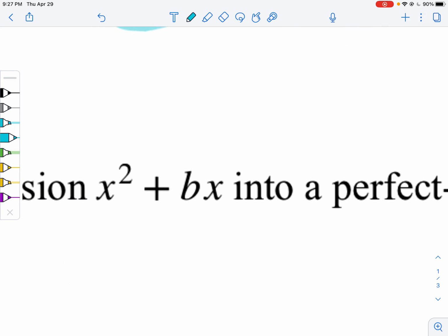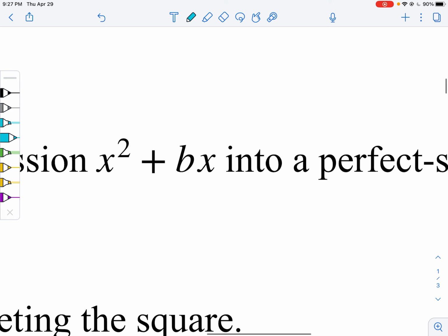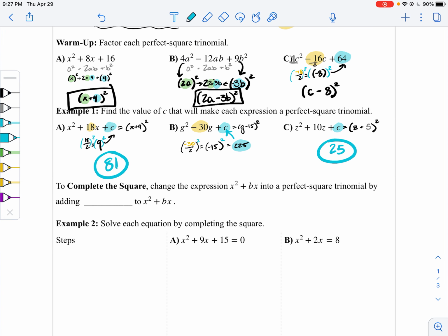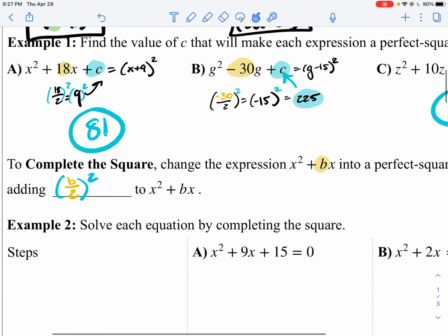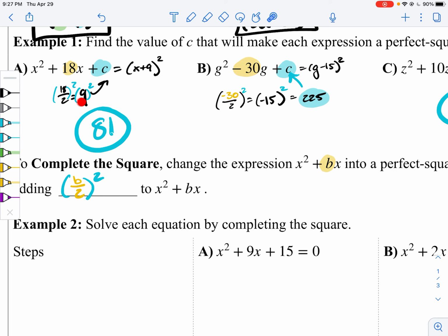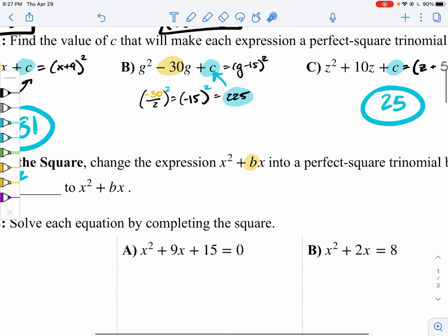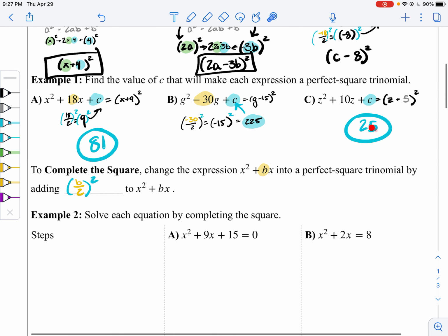I kind of gave away the pattern a little bit earlier. If you want to make x squared plus bx a perfect square, then you need to take b, divide it by 2, and then square it. That's what we've been doing this whole time. 18 divided by 2 is 9. 9 squared is 81. Negative 30 divided by 2 is negative 15. Negative 15 squared, 225. And that's where 25 came from.